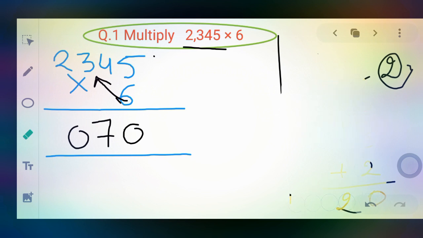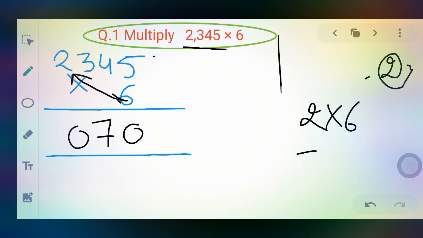Now, dear student, what do I do? I multiply 6 with 2. So 6 2s are, you know, 2 multiplied by 6, or you can say 2 6s or 6 2s. The answer is 12. Getting? So what do I do? I write here 12, and 2 is already carry.